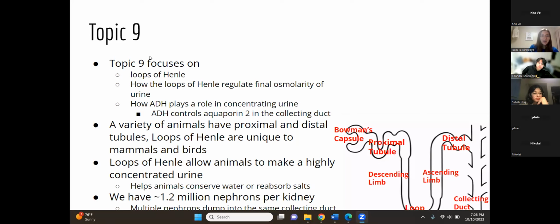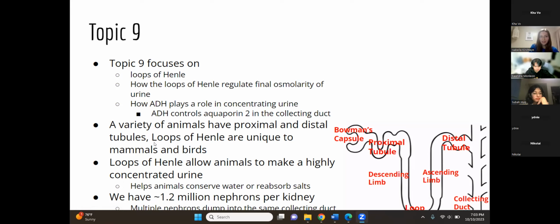Okay, so topic 9 focuses on the loops of Henle, how the loops of Henle regulate final osmolarity of urine, how ADH plays a role in concentrating urine, and how ADH controls aquaporins in the collecting duct. And a variety of animals have proximal and distal tubules, but only mammals and birds have the loops of Henle.